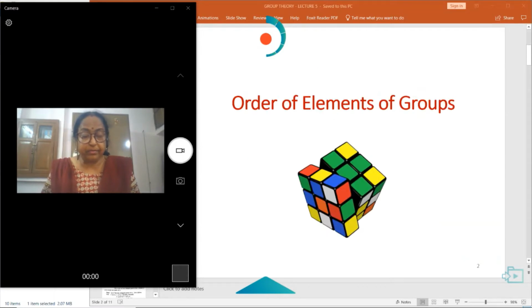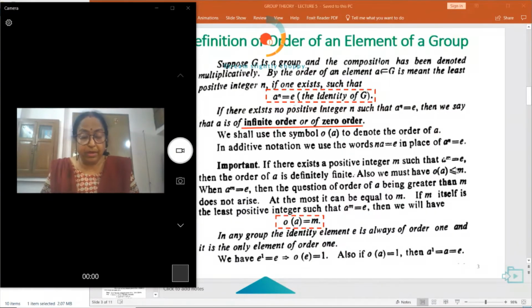Today I'm going to teach the order of an element of a group. Suppose G is a group and the composition is denoted by multiplication. By the order of an element a belonging to G is meant the least positive integer n such that a to the power n is equal to e, the identity element of G.